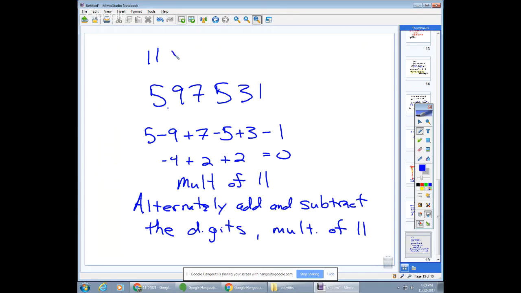So if I take 11 times 54,321, this is the number I get. That's how I came up with it there. So let's just randomly make up a number and check it.